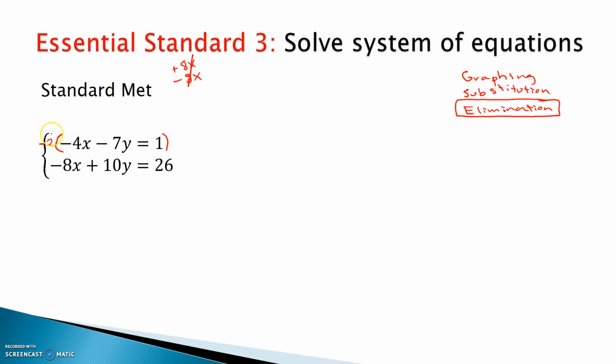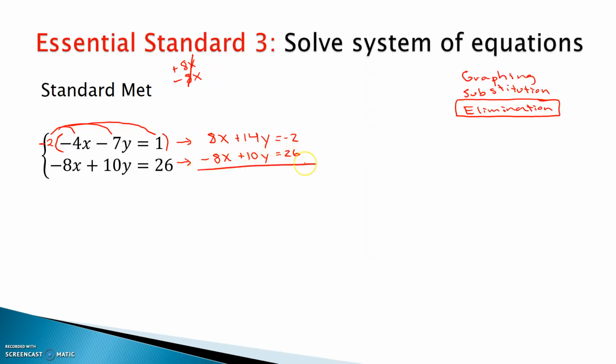Okay, now again, let's distribute to every single term, every single piece. I want to give the first equation a complete makeover. Negative 2 times negative 4 is positive 8x. Negative 2 times negative 7y is going to be positive 14y. Don't forget the last one. Negative 2 times 1 is going to equal negative 2. The bottom one's going to stay the same. I don't have to give that one any makeover. Bring it over. Is equal to 26.